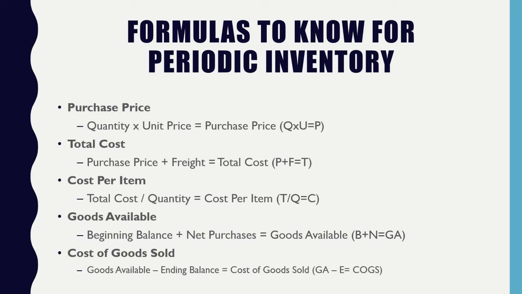And then we have other things such as goods available, which is going to be your beginning balance plus your net purchases, which we'll talk about in a second. And then we're going to talk about cost of goods sold, which is going to be your goods available minus ending balance will give you your cost of goods sold. Okay. So with all these formulas, of course, I'm going to walk you through one formula at a time, so we can see how these formulas apply.